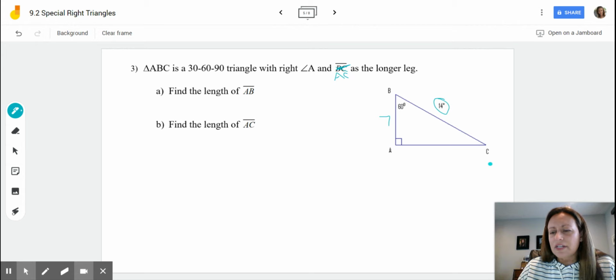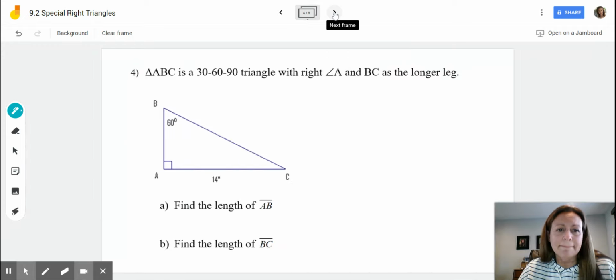Then find the length of AC. That's the longer leg. It's always easiest to start with the short leg to get to the long leg. Just start with the short leg and multiply by radical 3. So the answer here is 7 radical 3. That's it. Okay. Moving on to example 4.